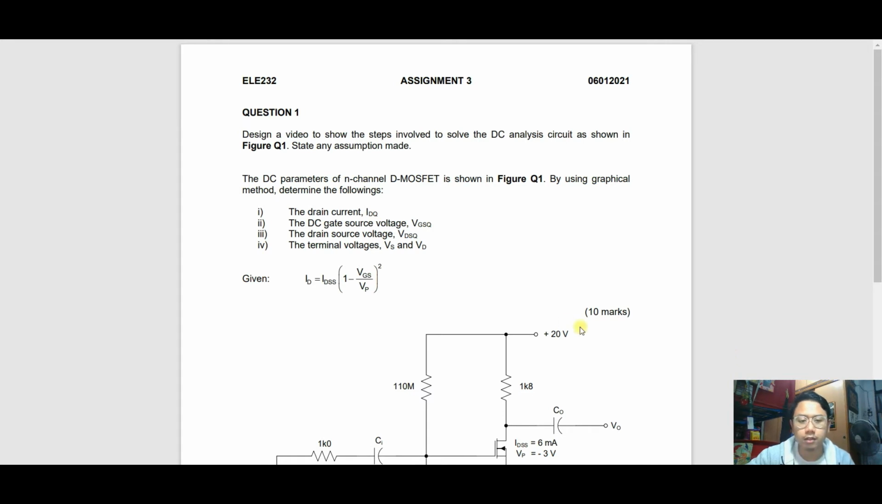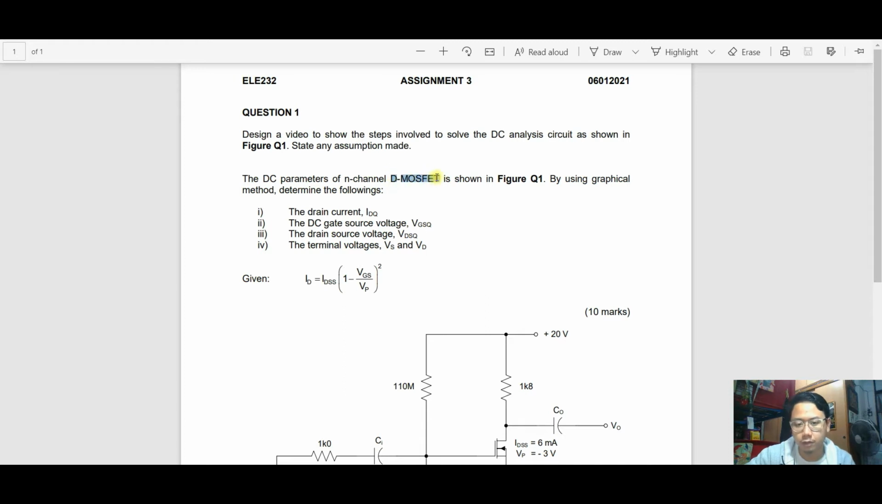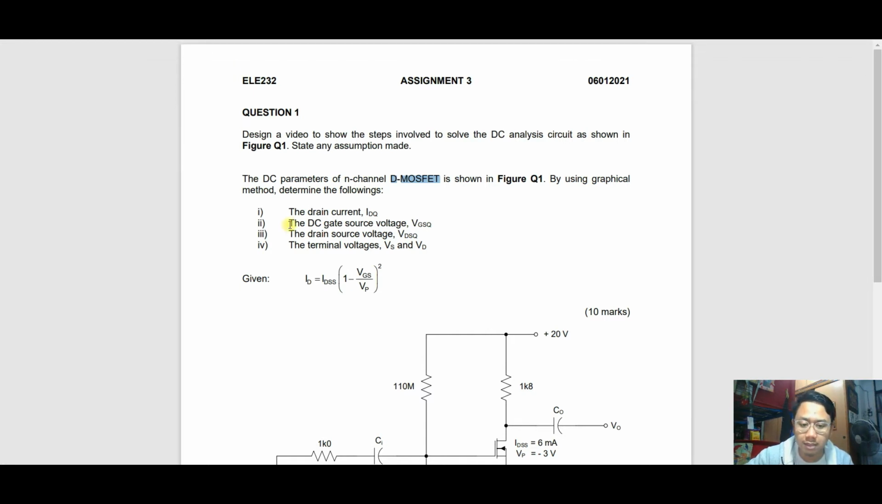Okay, question 1. The DC parameter of N-channel D-MOSFET is shown in figure Q1. This figure. By using the graphical method, determine the following. Number 1, find the drain current IDQ. The second one, the DC gate source voltage VGSQ. Third, the drain source voltage VDSQ, and the last one is find the terminal voltages Vs and Vd.